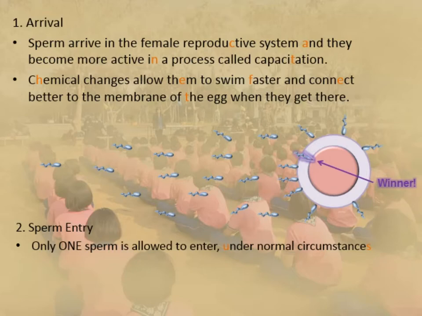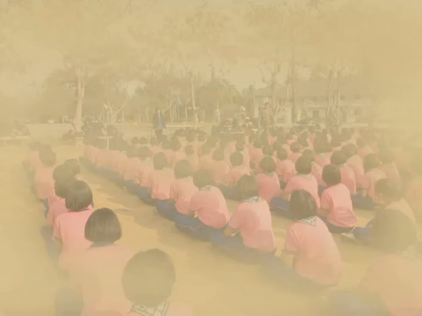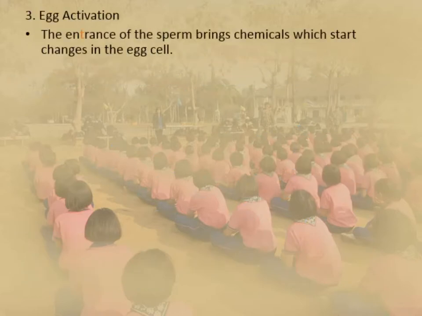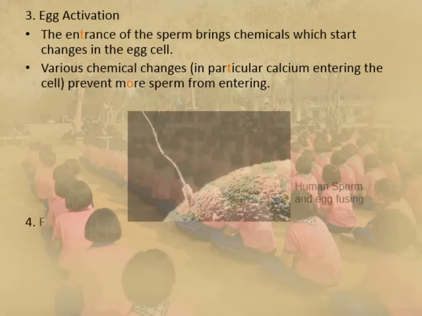And only one sperm is able to enter the egg and break through into the egg's nucleus. A change in the chemistry makes a second sperm very unlikely to enter the egg. Under very strange conditions, this can happen, but it is very, very unlikely. Stage three is the activation of the egg, when the sperm makes chemical changes begin to happen in the cell, and in particular calcium coming into the cell, which makes it more difficult for sperm to enter.